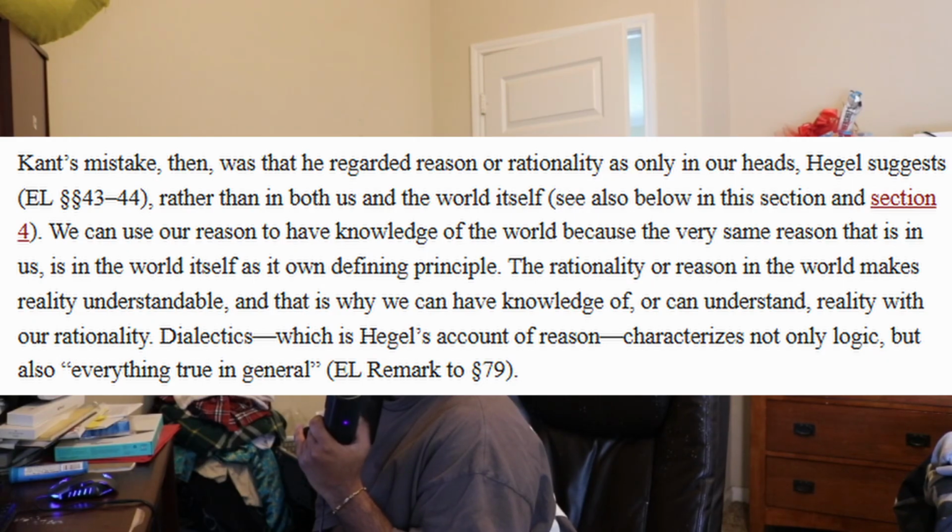Dialectics, which is Hegel's account of reason, characterizes not only logic but also everything true in general. So essentially here Hegel is saying that you can access the actual world through the dialectical process, through the idea and then contradiction of that idea and negation of that idea. So with Hegel, because of this dialectical process, you get an unfolding of history.